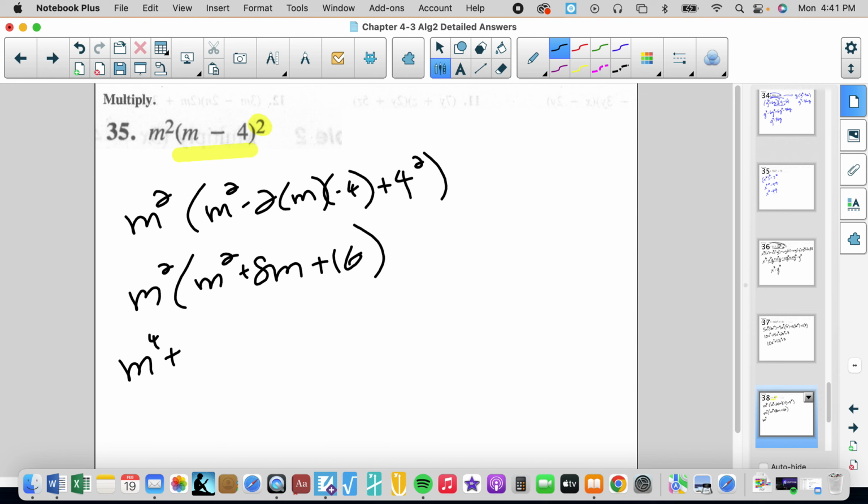M to the fourth plus 8m to the third plus 16m squared. All I did was distribute m squared times m squared, m to the fourth, m squared times 8m, 8m to the third, m squared times 16, 16m squared.